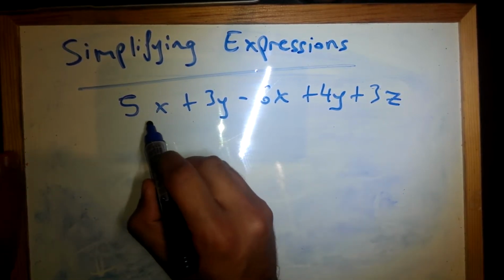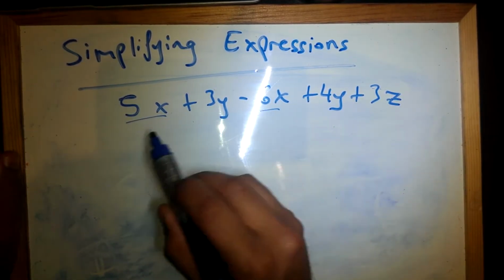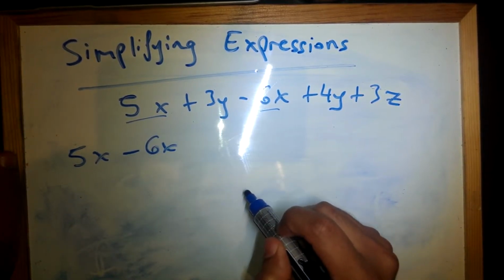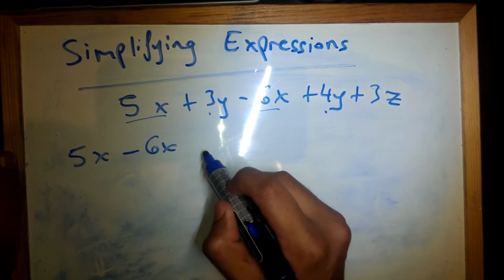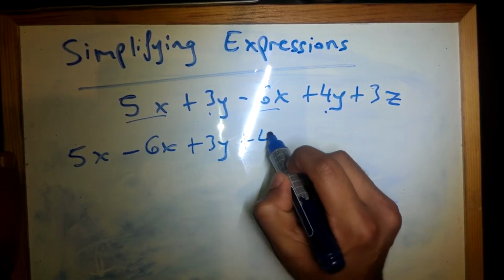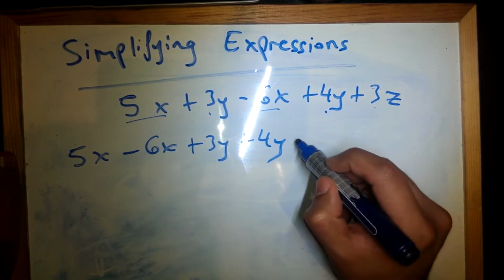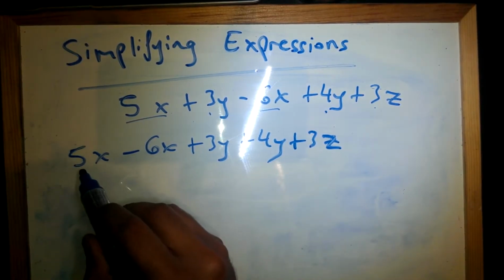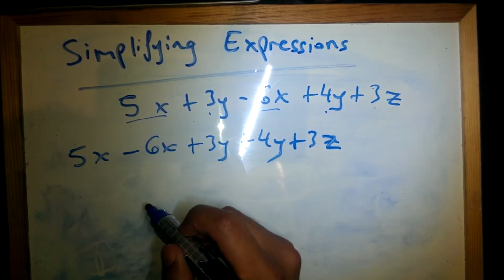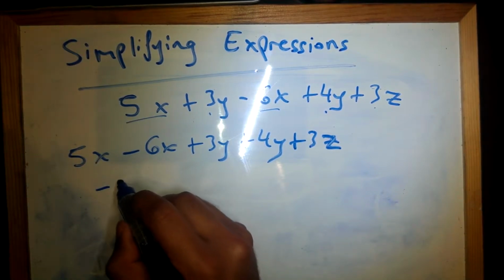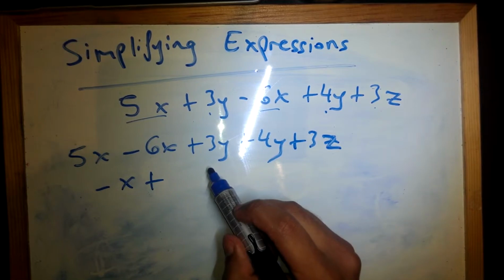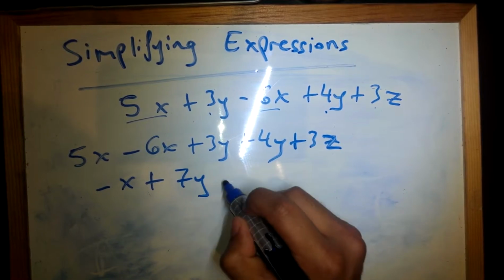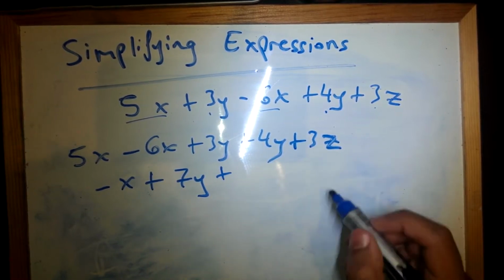So from the x's, I see 2 sets. So 5x minus 6x. What do I see with the y's? I see a 1 here, 1 here. Plus 3y, plus 4y, and I only see 1z, which is there. So, this guy here, 5 minus 6, so 5 apples minus 6 apples, is minus an apple. 3 bananas plus 4 bananas is 7. And we have just this 3 by itself.